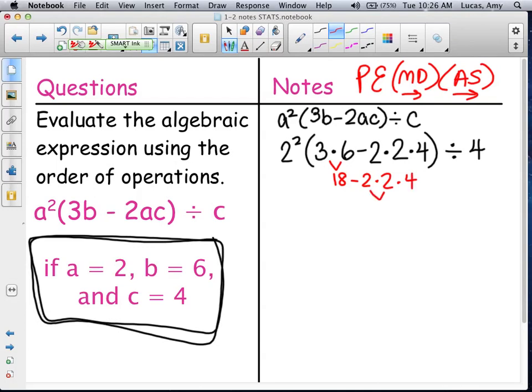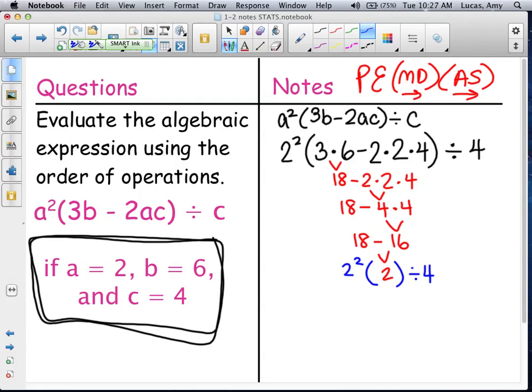Then I've got to move over and multiply. 2 times 2 is 4. 4 times 4 is 16, then the last thing that I do is subtract. So in those parentheses, I come up with 2. Now I'm going to drop the rest of the problem down around it. So I'll switch colors for you. 2 squared. Now in those parentheses, I've got just 2, and I've got divided by 4.